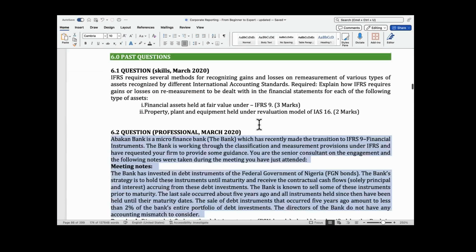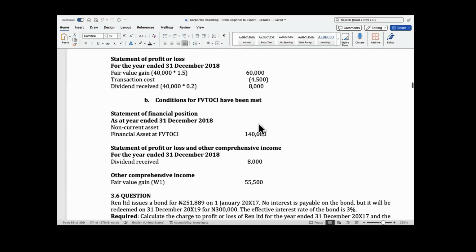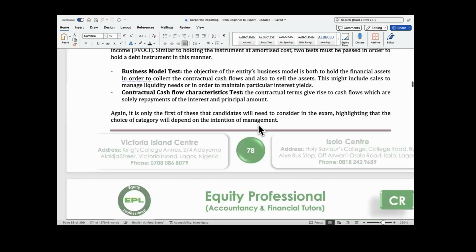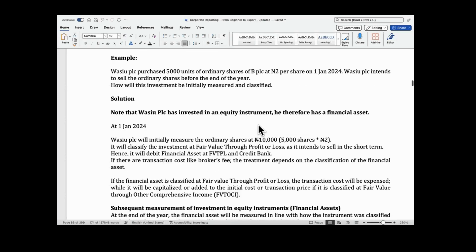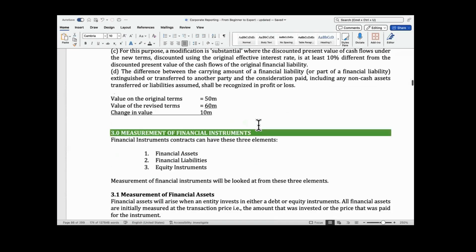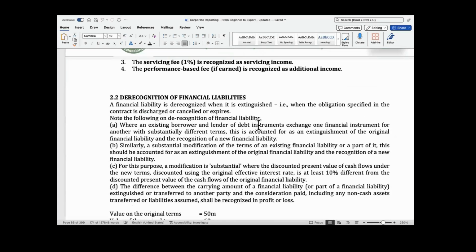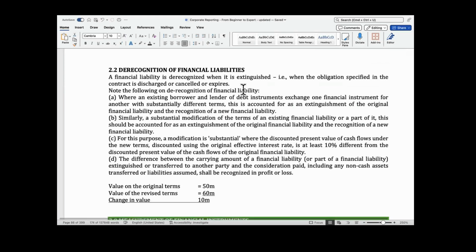Okay, so that's for the recognition of financial liability. Okay. So do we have any question up to now? Do we have any questions?